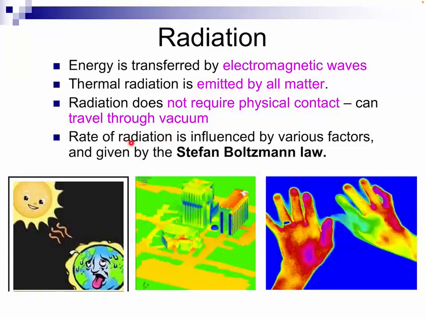And the rate of radiation can be influenced by various factors. Like yesterday, when we talked about conduction, we looked at the different variables that affect how much energy is transferred by conduction, right? The area, the length over which heat is transferred, and all the other variables. Similarly, we will look at the different factors that affect how much energy is transferred by radiation. And the equation is given by the Stefan-Boltzmann law. But before we look at the equation, let's look at the various factors first.